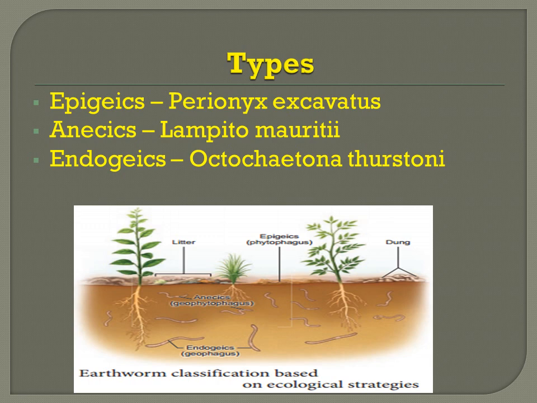So these are the three types of earthworm. This classification is made based on ecological strategies. The figure displayed there makes it easy to understand. The epigeic varieties are on the outer surface, the anecics are in the first layer of the soil, and the endogeic worms are in the innermost layer.